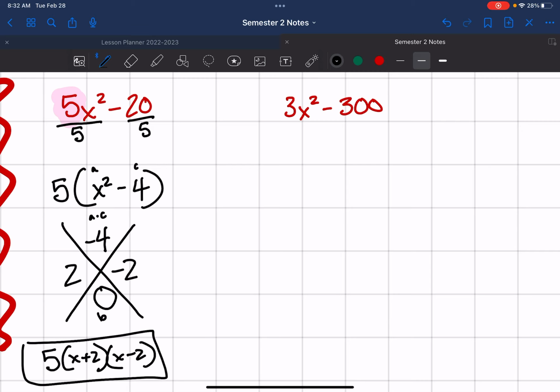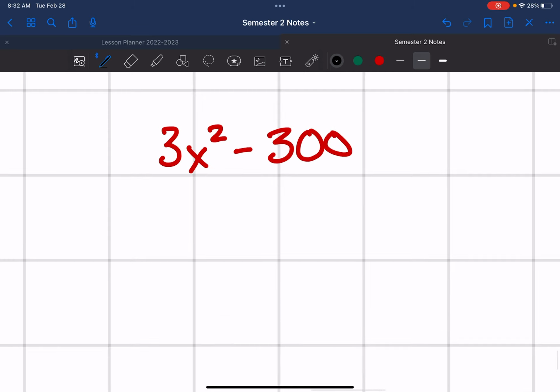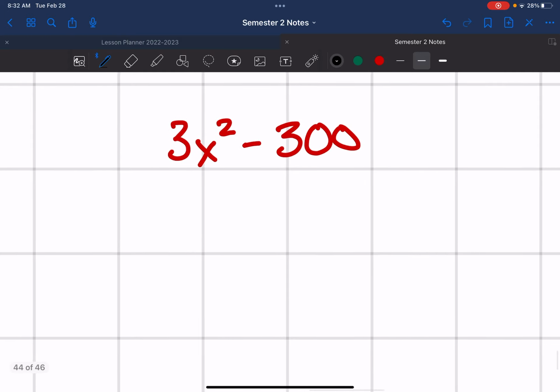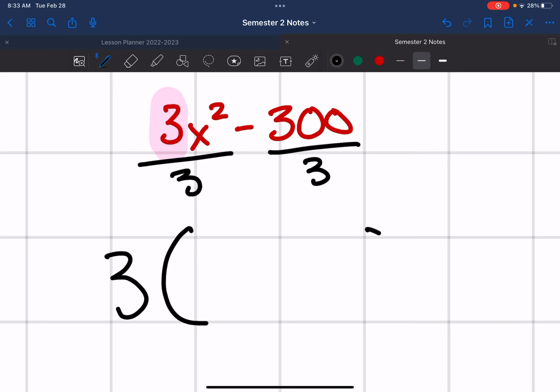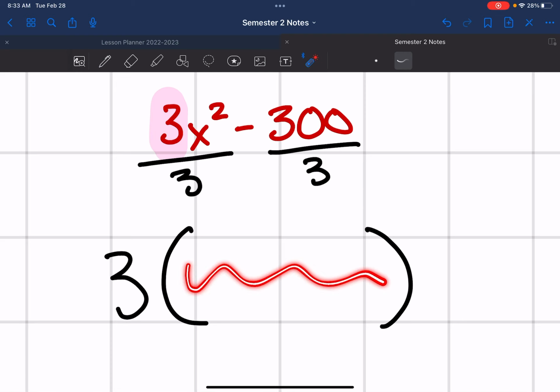I'm sorry if I'm going a little bit fast through this. I'll go slower through the next one. So we have 3x squared minus 300. Again, it says to factor out the GCF first. That's going to be the first number that we see. 3 is our GCF. So I'm going to divide out the GCF by dividing by 3. I'm going to have 3 outside parentheses and whatever I get from dividing these things.